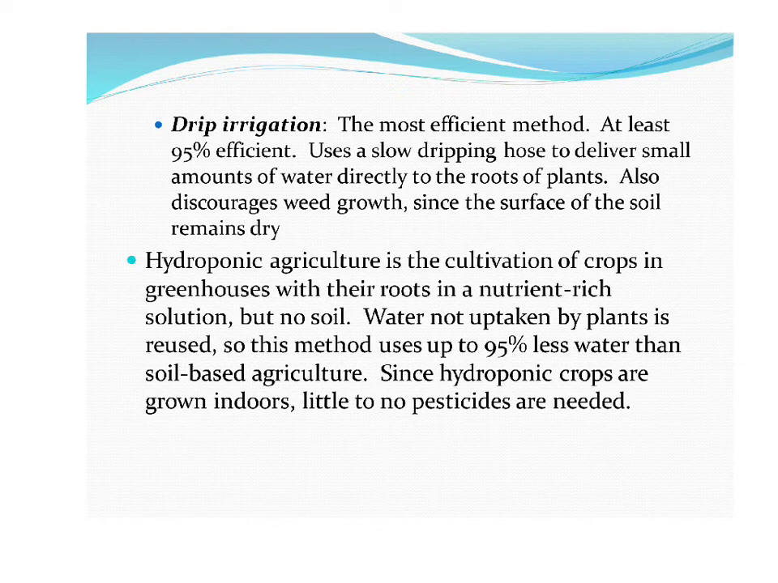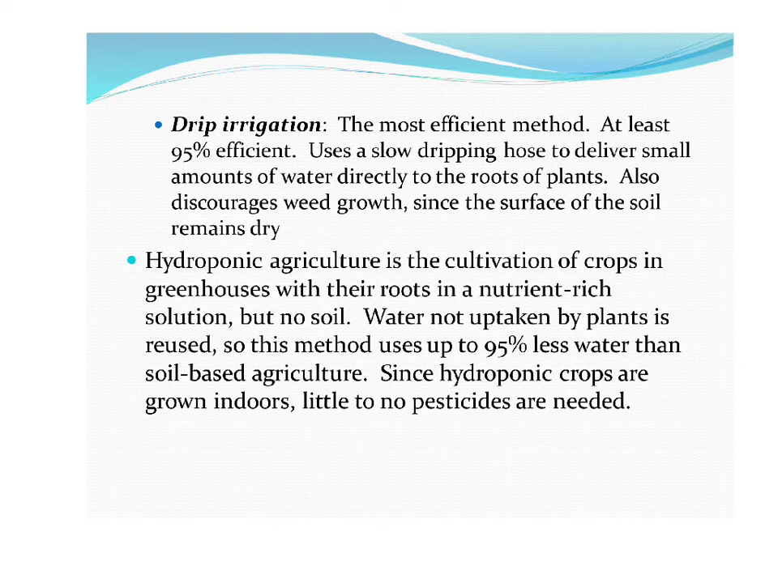There was a picture in one of our previous presentations, but basically the pipe or the hose lays on the ground next to the row of plants, and it just basically drips water out of it. The water goes directly into the soil, directly to the roots of plants. So there's very, very little evaporation. This method also discourages weed growth because the surface in between the rows of your crops, the surface of the soil, remains dry, and so weeds don't have a source of moisture to grow in.